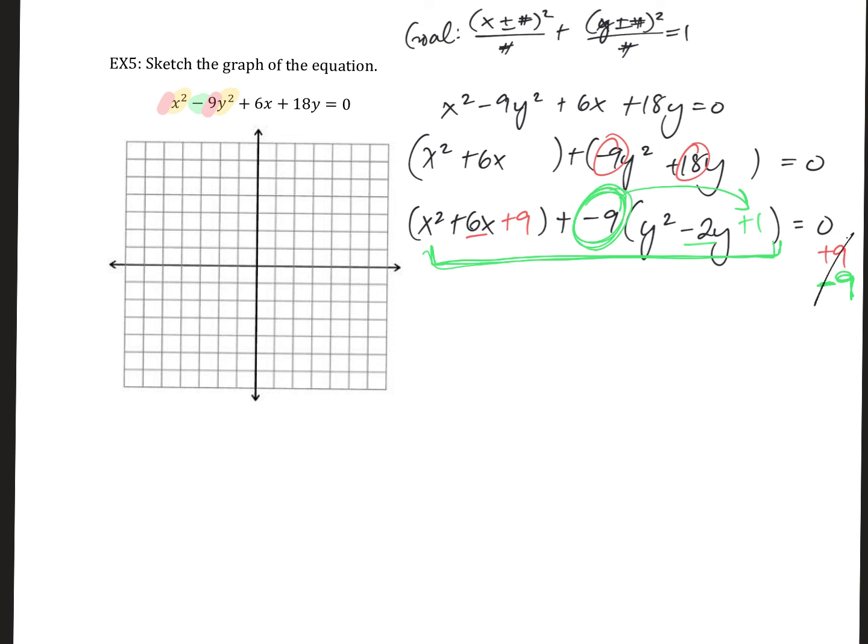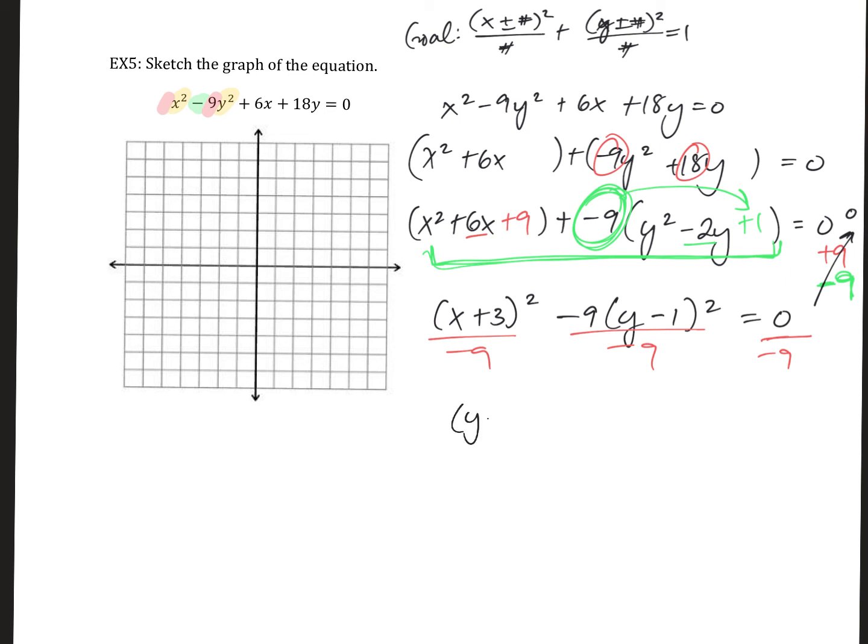Okay, so that means this goes to what? To 0. And then let's go ahead completing the square, so (x+3) squared, -9 (y-1) squared equals 0. And then we need to get rid of that -9 being multiplied, so let's go ahead and divide everything by the -9. And what do we get? We get, rewriting things a little bit, (y-1) squared minus (x+3) squared over 9 equals 0. And that is over 1.